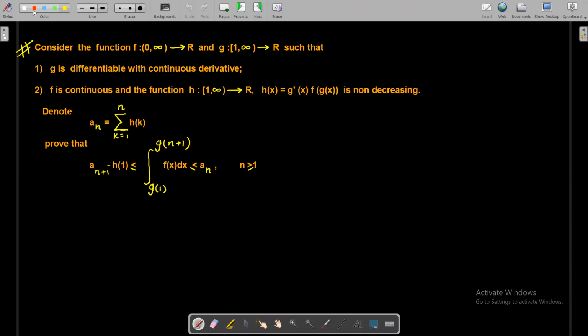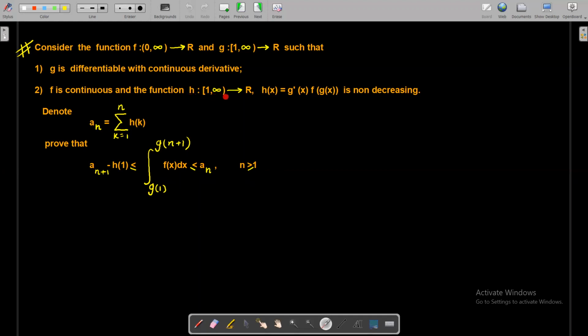First of all, what is the question? The question says that consider the function f(x) and another function g. As you can see, it is defined from closed 1 to infinity to R such that. So there are two conditions which are provided for the functions g and f. What are those two conditions? The first condition says that g is differentiable with the continuous derivative. So g is already a differentiable function and it has a continuous derivative. Second, f is continuous.